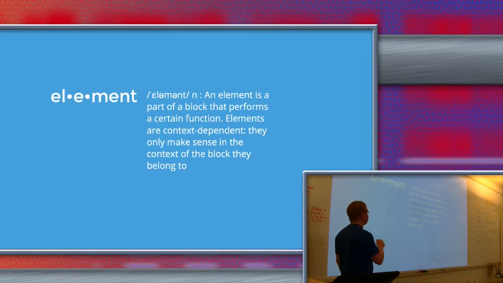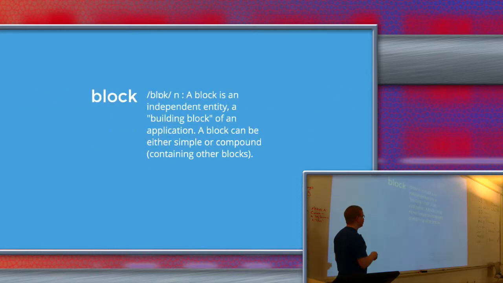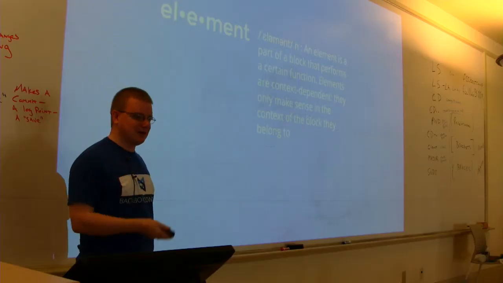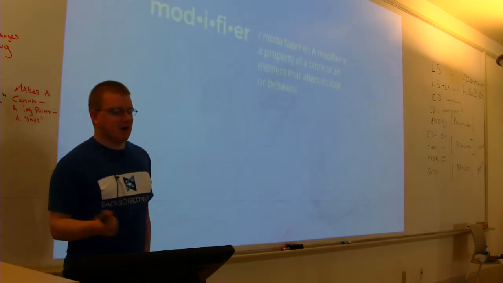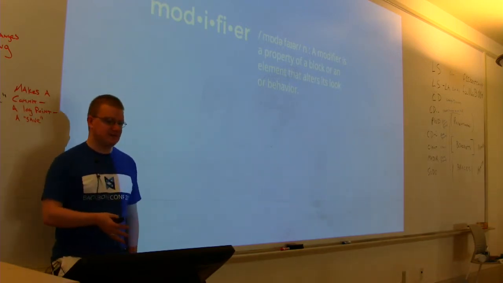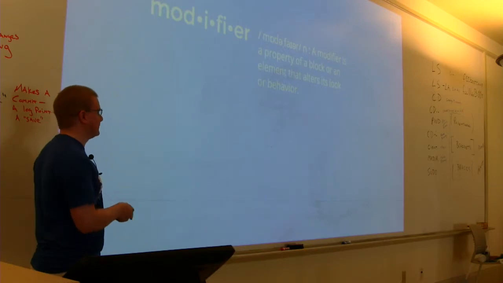Element is a part of a block that performs a certain function. So blocks have elements. Elements are context dependent. They only make sense in the context of a block they belong to. Whereas blocks are context independent, elements are context dependent. Elements depend on the block that they're in. You can think of them as sub-elements of a block. Then a modifier is a property of a block or an element that alters its look or behavior. So a modifier is going to alter something that's either an element or a block.